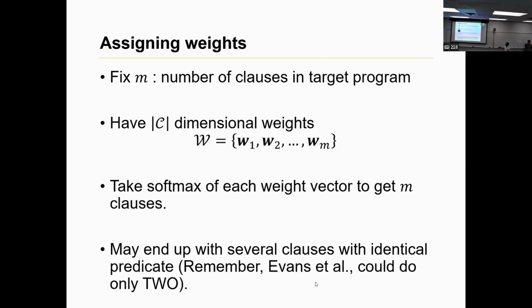As a result of doing it this way, we might actually end up with several clauses with the identical predicate, the same atom in the head, and that's fine. You remember the Evans paper? They could only take pairs of clauses with identical predicates. That's what they improve on. We can have 3, 4, 10,000. That's completely fine. Also, we might end up missing certain predicates altogether if the weights deem that they are not promising enough.